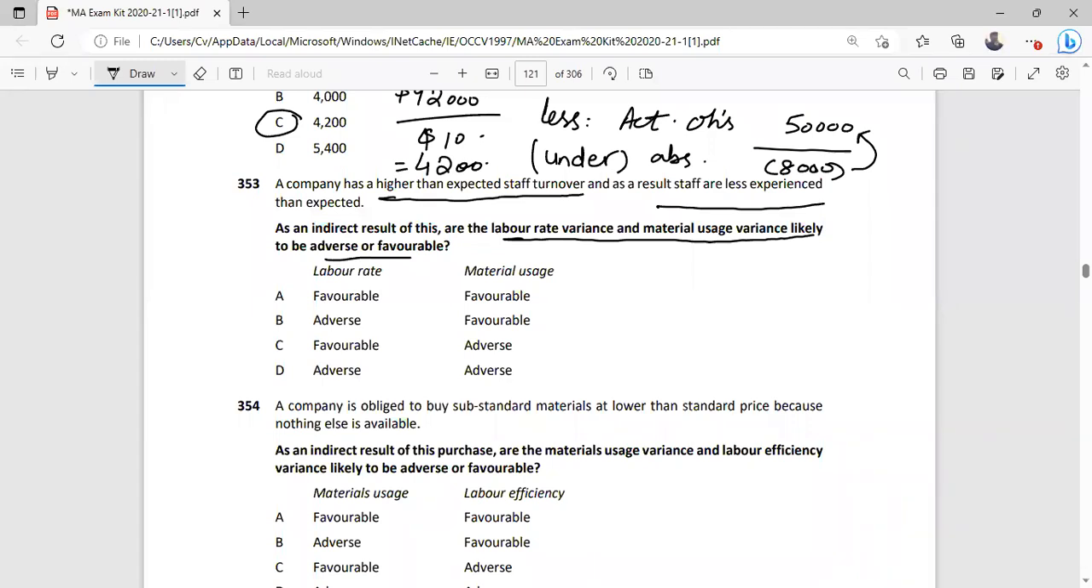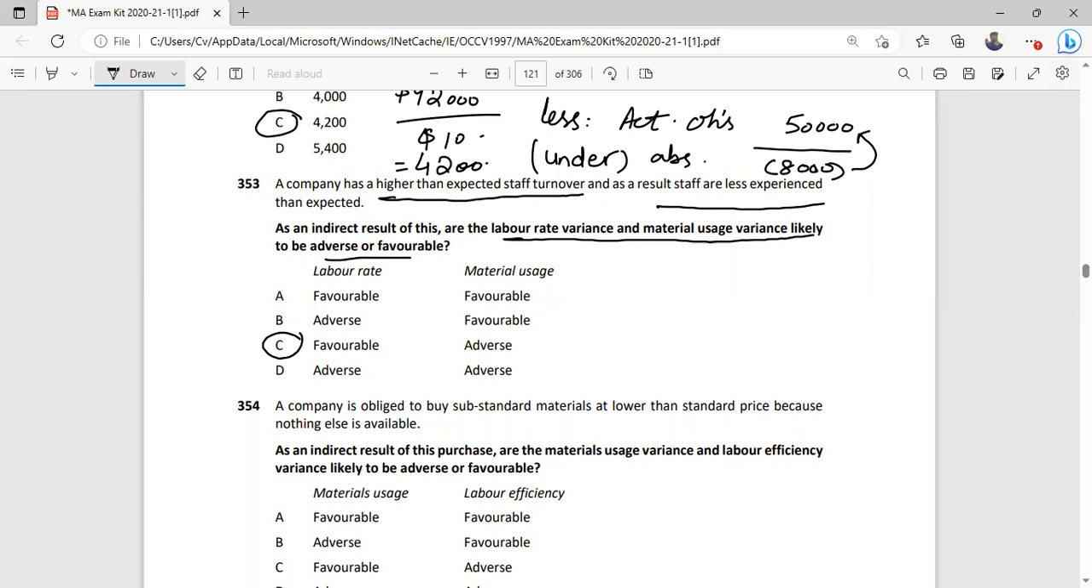But less experienced people will be cheaper. So the company will be able to hire less experienced people at a low cost, and it will give a favorable labor rate variance. But on the other hand, due to inexperience, they will waste the material and there will be more material usage in comparison with budgeted. So the answer is this: we have a favorable labor rate variance and we have an adverse material usage variance. Right, everyone?